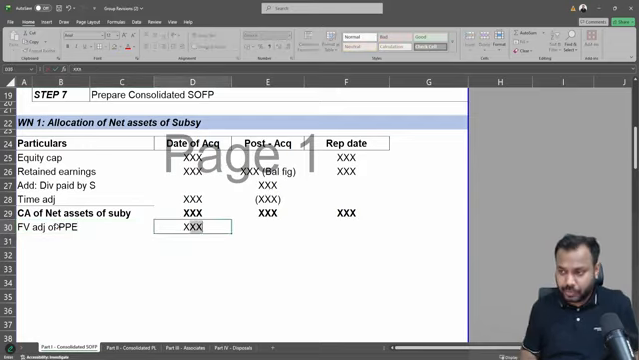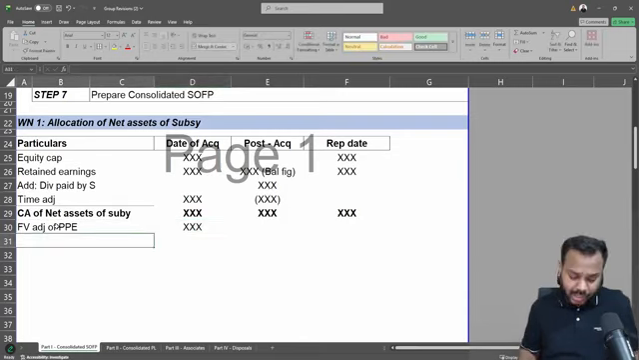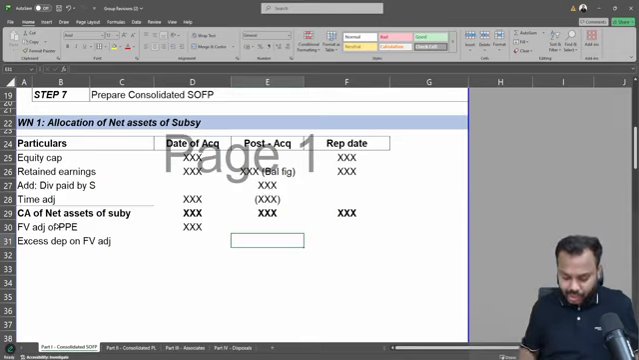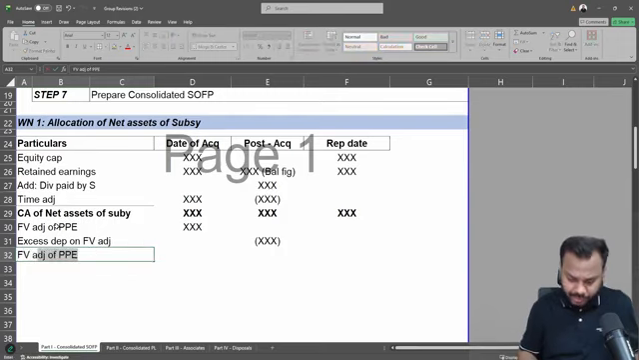Now understand, if we are increasing the value of the asset, we need to increase the depreciation. So there is excess depreciation on the fair value adjustment, and this will be accounted for here. But since we are charging excess depreciation, it will reduce post acquisition profits. How to compute excess depreciation? It will be the fair value adjustment divided by the remaining life on the date of acquisition, multiplied by whatever is the post acquisition period.